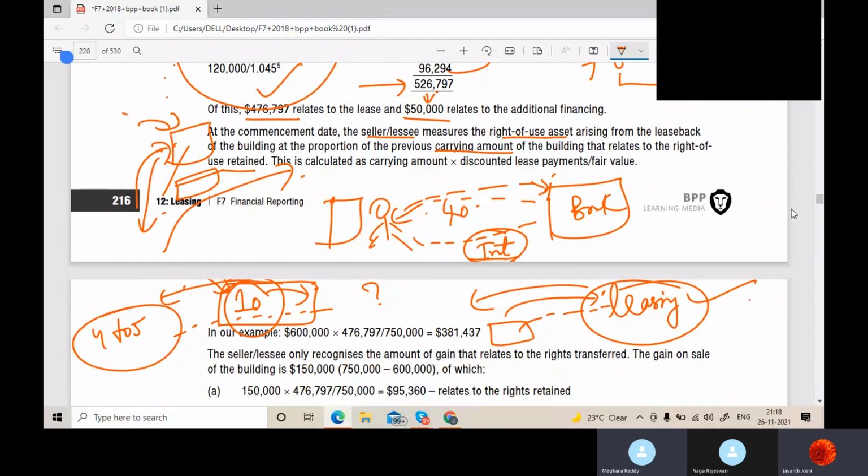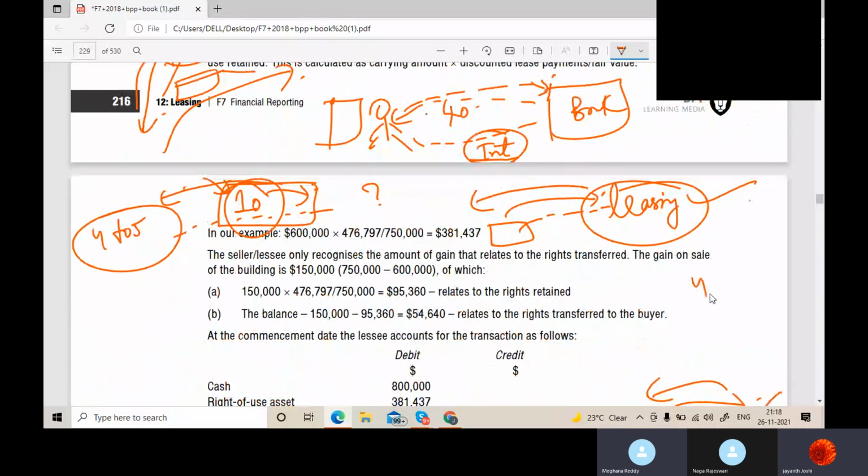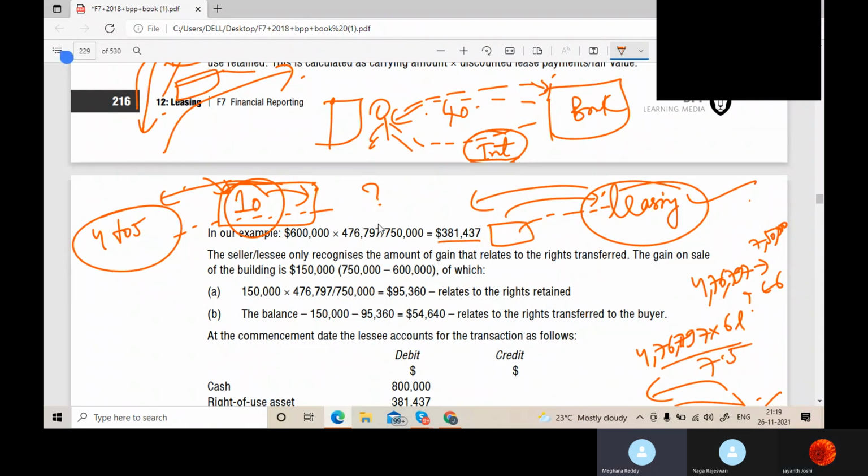Carrying amount. So you see, you got what amount? 4,76,797. This is the rule. You got this amount as per 7,50,000, correct? So as per 6 lakhs, how much is it? 4,76,797 into 6 lakhs divided by 7.5. So you will get 3,81,437. Correct? Understood? You recognize this amount you got as per the fair value, but he will recognize it as per the carrying amount.